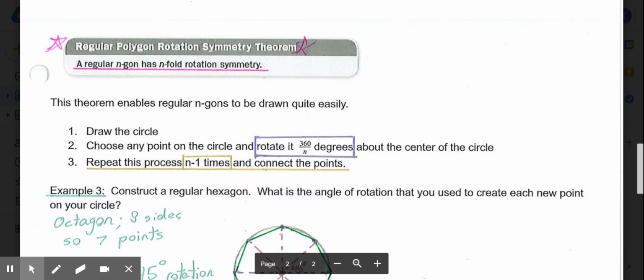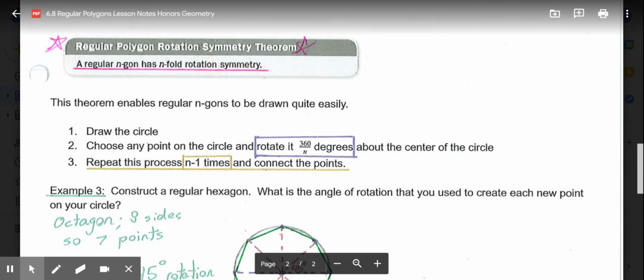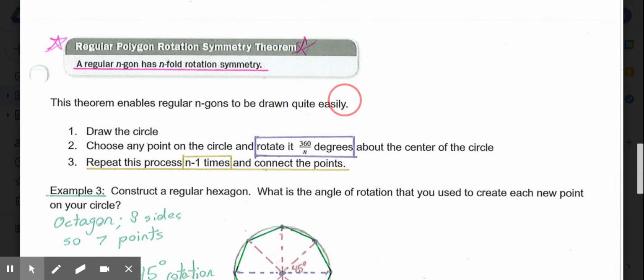Then we have the regular polygon rotation symmetry theorem. So we looked at rotation symmetry in a previous lesson. Now we have a theorem to go with it for regular polygons, which states a regular n-gon has n-fold rotation symmetry. So a regular hexagon would have 6-fold rotation symmetry. A regular 12-gon would have 12-fold rotation symmetry. So this theorem enables regular n-gons to be drawn quite easily.